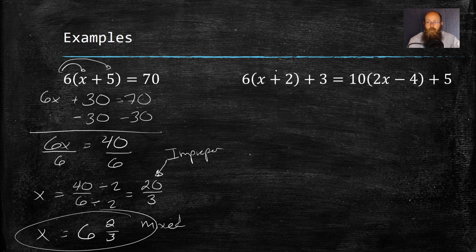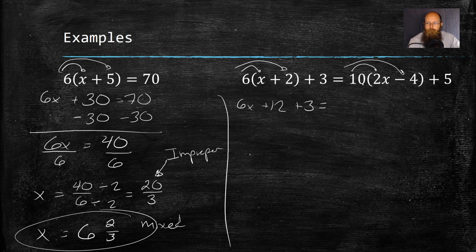Over on the right, there's a lot of distribution that needs to happen. This 6 needs to go in, then this 10 needs to go in. So let's do all of that. And that gets me 6x plus 12. That 3 is unchanged, I'm just bringing it down. Then it's 10 times 2x, which gets me 20x's. 10 times -4 gets me -40. And then that 5 is unchanged. It just comes on down.